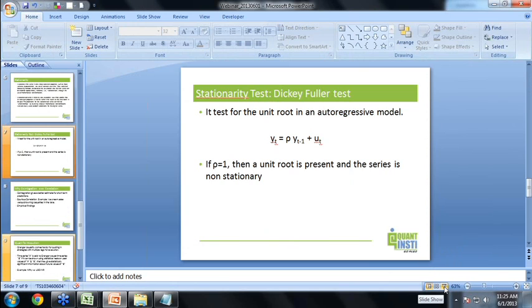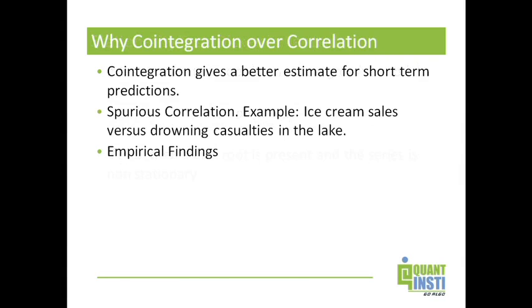And I understand that you already understand the significance of creating a stationary series, right? All right. Now, the simple thing: why do we use co-integration over correlation? Like I was saying in the beginning. So the first thing is that co-integration gives a better estimate for short-term predictions. If you are predicting prices in a shorter term, in that case co-integration is much more likely, and it has been proved empirically as well, to provide a much better estimate of short-term predictions.